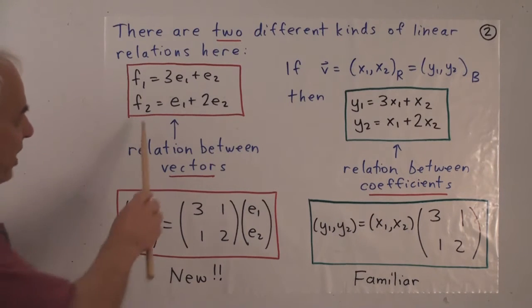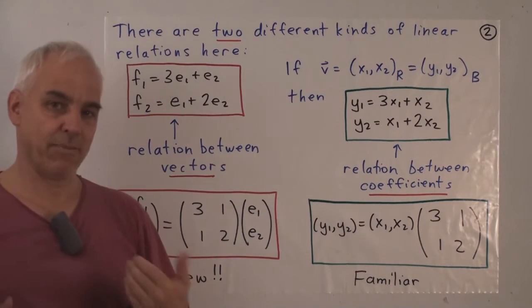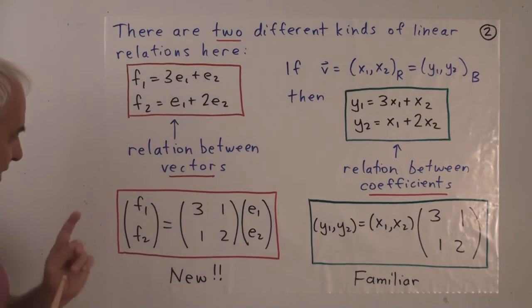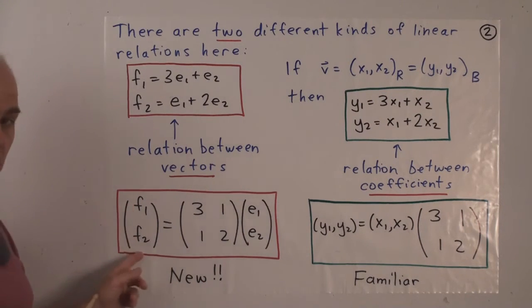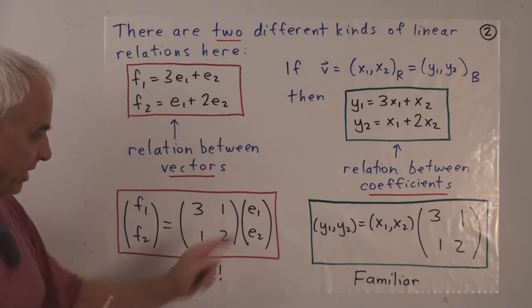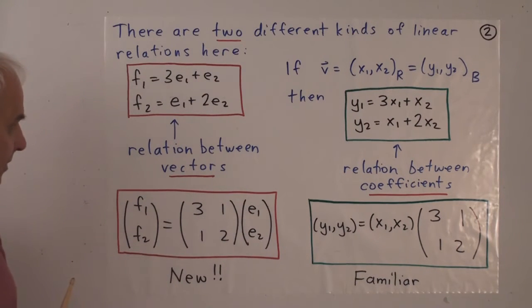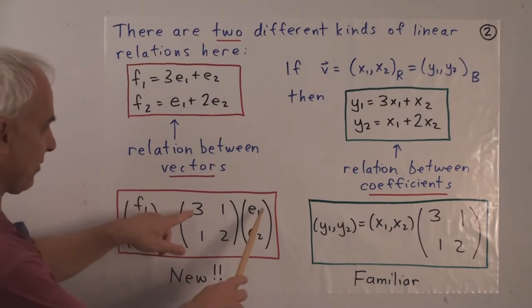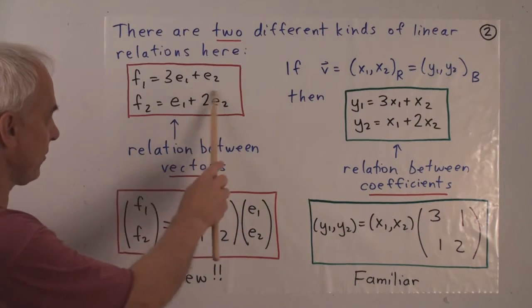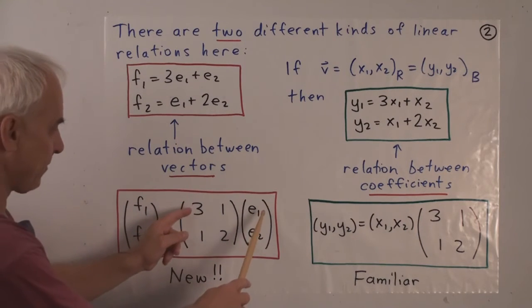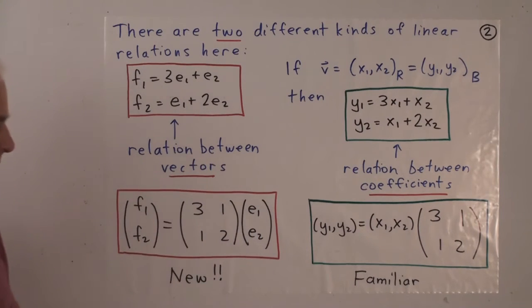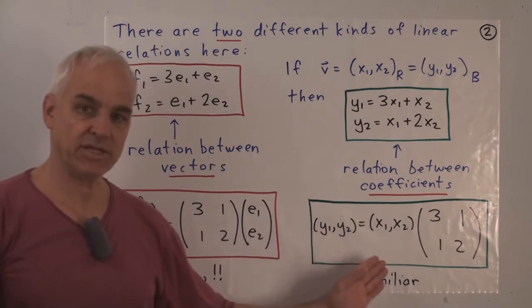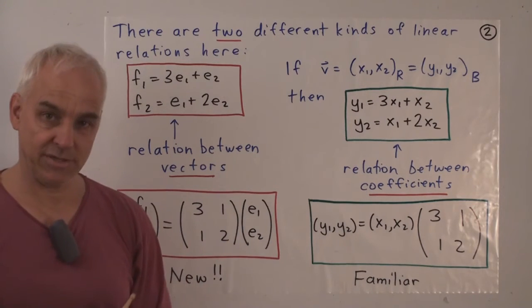Now over here we can express this relation also in a similar way, but I'm going to do it in a slightly different way by writing the vectors F1 and F2 as a column and writing the vectors E1 and E2 as a column. So this encodes the same thing, because the top entry, F1, is 3E1 plus E2. And the second entry, F2, is 1E1 plus 2E2, right there. So we have these two matrix equations representing these two relations.